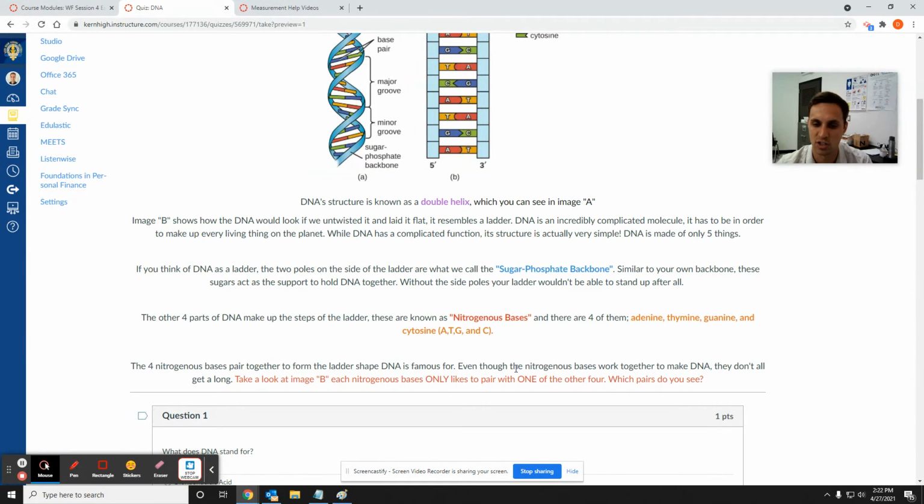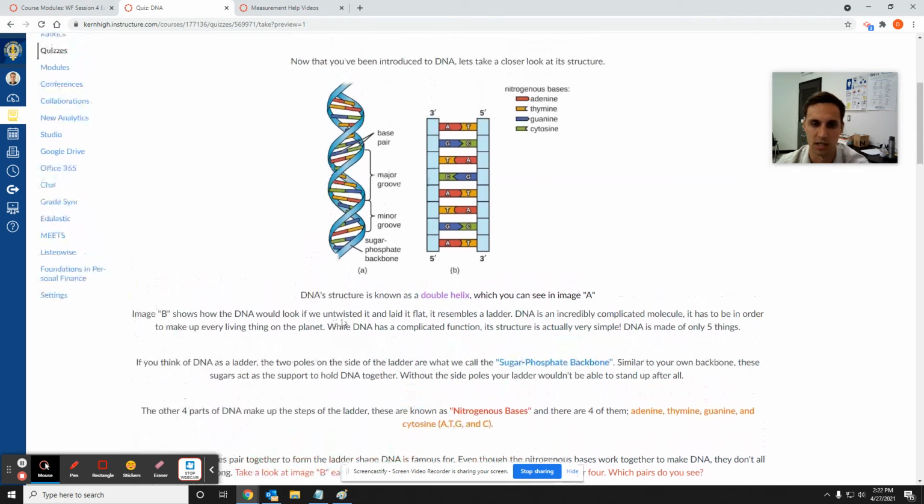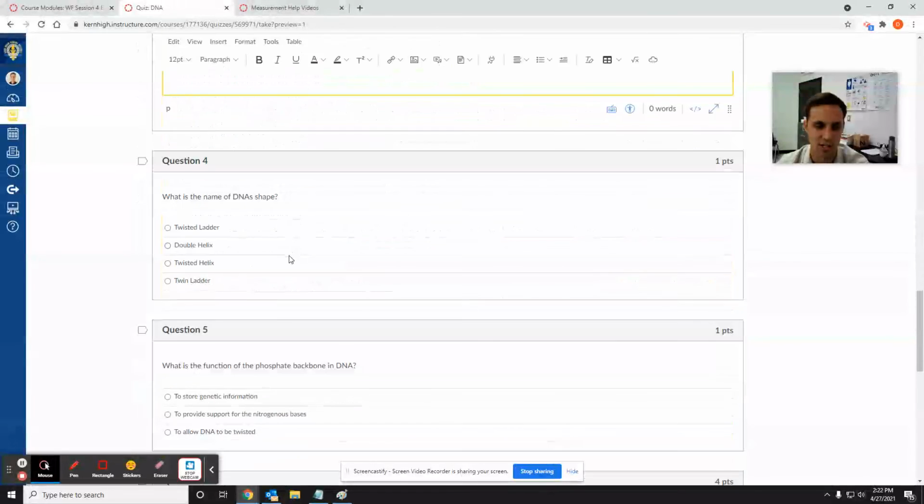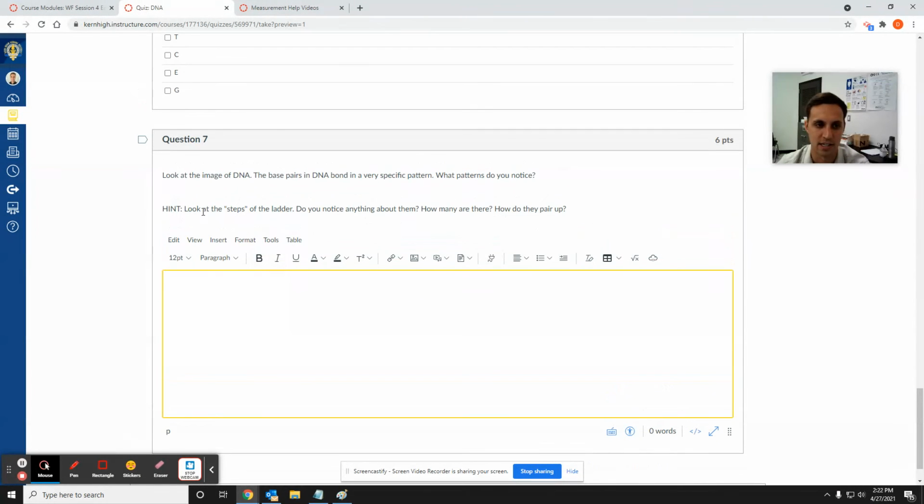Even though the nitrogenous bases work together to make DNA, they don't all get along. So this is where you take over. Take a look at image B. Each nitrogenous base only likes to pair with one of the other 4. Which pairs do you see? So I'm not going to give anything away, but you're going to be looking right here at part B. Pay attention to how these bases pair, because you'll see that question comes back at the very end here.